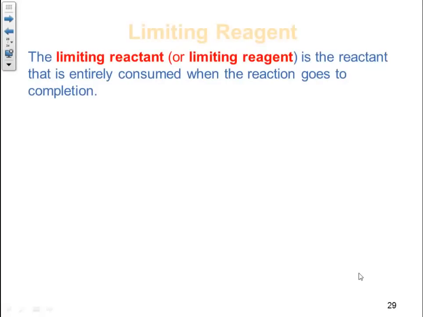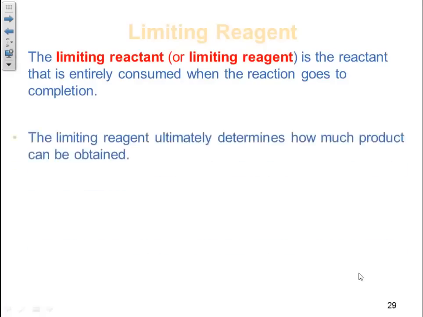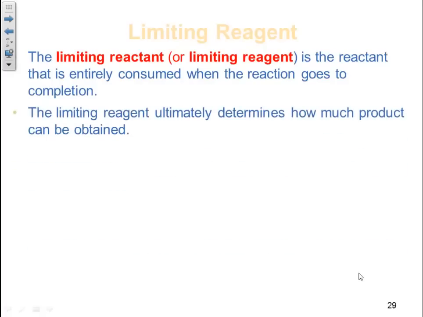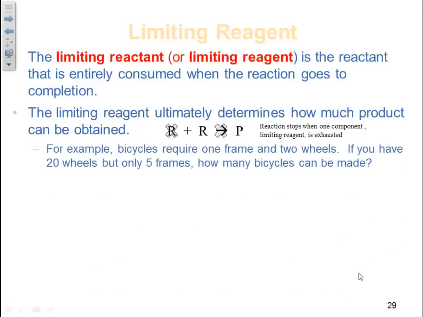Let's talk about the limiting reactant, or limiting reagent, which is the reactant that is entirely consumed when the reaction goes to completion. Limiting reagent ultimately determines how much product can be obtained. If you have a reaction of reactant plus another reactant gives you product, if one of the reactants is consumed completely, then the reaction is going to stop. You need both components to form the product. So the reaction stops when one component, which is the limiting reagent, is exhausted.